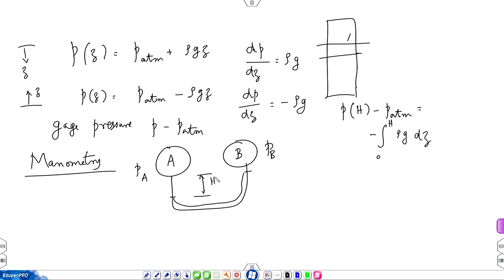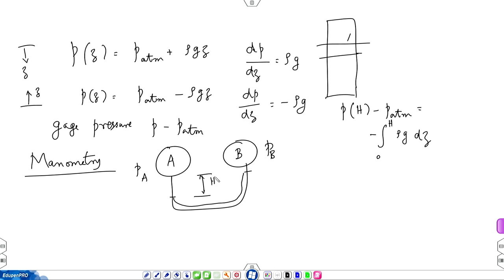So, manometry is a measurement procedure where you determine the pressure difference. Barometry does absolute pressure measurement, relative usually to vacuum or any other standard. Manometry measures pressure difference primarily. So, the question is, relate P A and P B in terms of H.